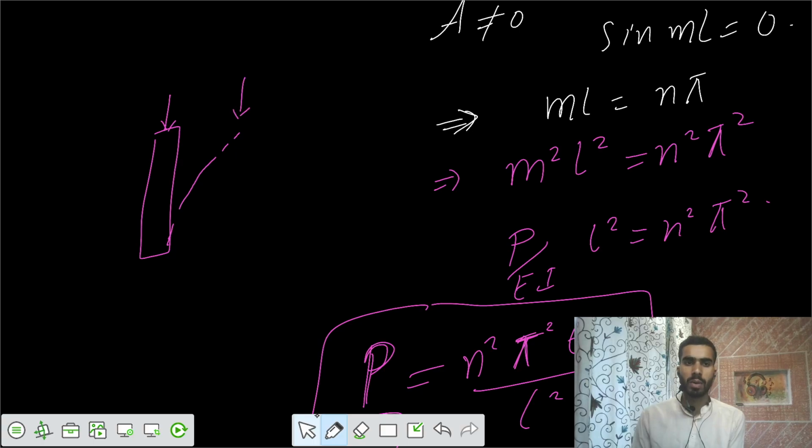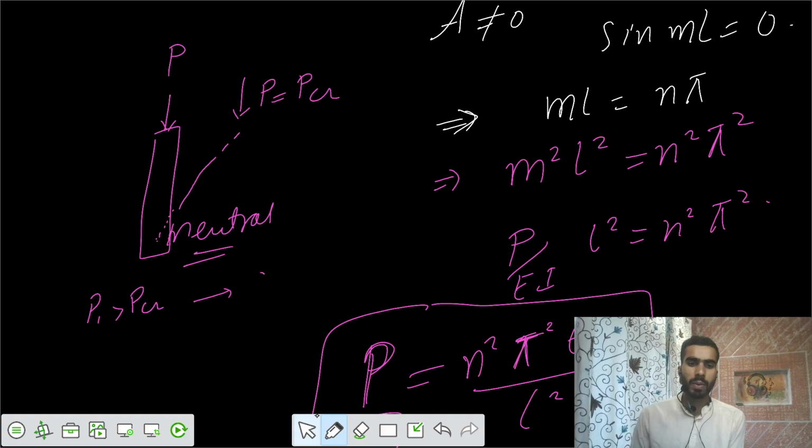Now you applied that load equal to PCR, such that it is in neutral equilibrium. If the load you applied, P1, is greater than PCR, there would be instability.